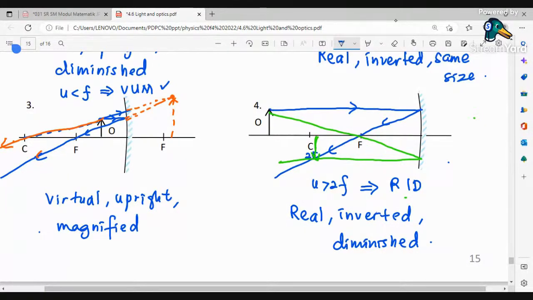Okay, look, if U is less than F, I cannot use this one, the green one. The green one cannot be used because F is here. That's why I use this one, 90 degrees. So the rule of drawing has 3 rays you can choose from: parallel to the principal axis, 90 degrees to the mirror, and pass through the focal point. Okay, three ways to draw.